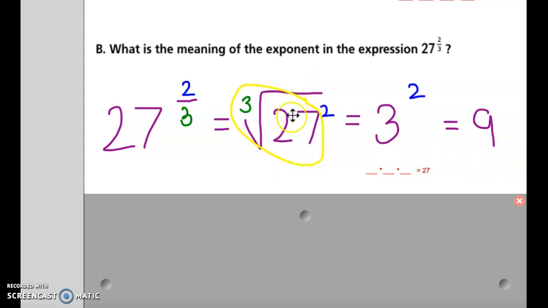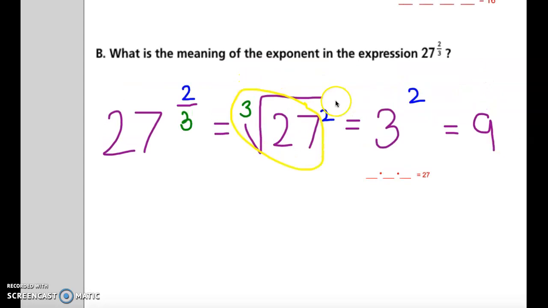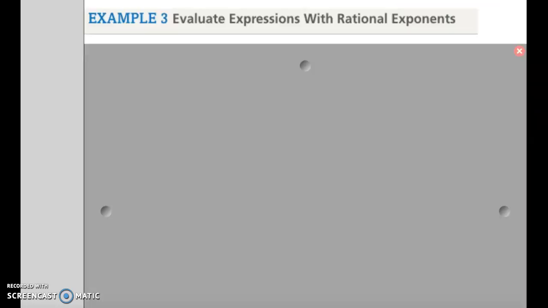Okay, rewriting it is the first step, and then working with the radical before the exponent is the next step. Okay, you're going to take a look at the try-its in the practice. And here's the next example that I think I'm going to do in the next video. So hop on to the next video to learn how to do some more simplifying with rational exponents.